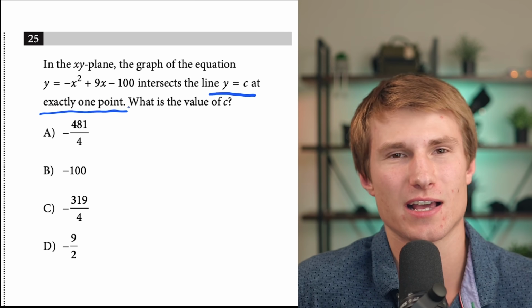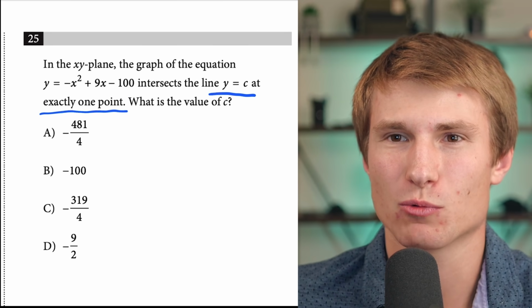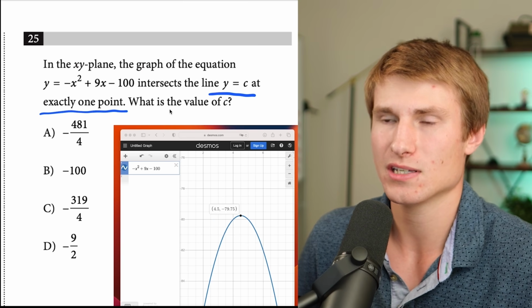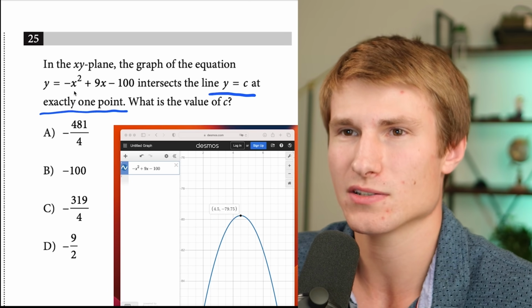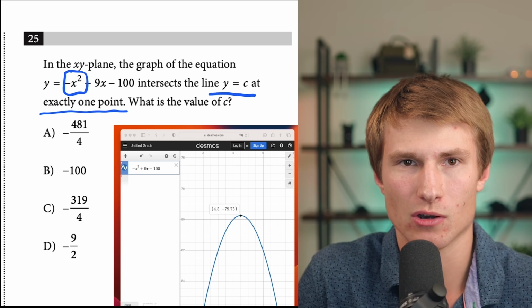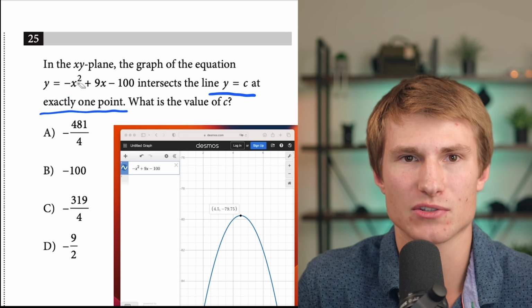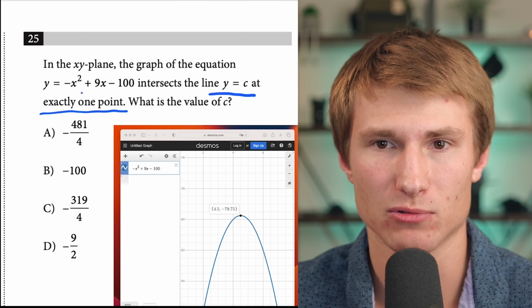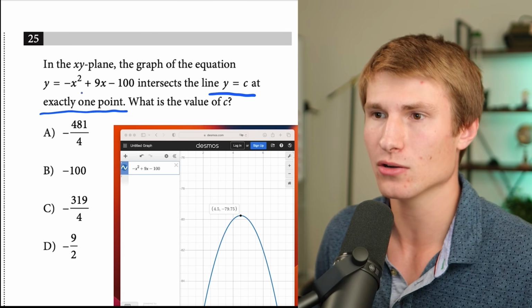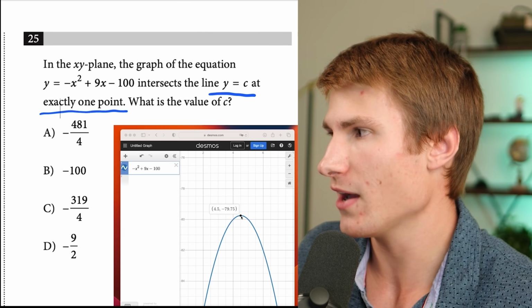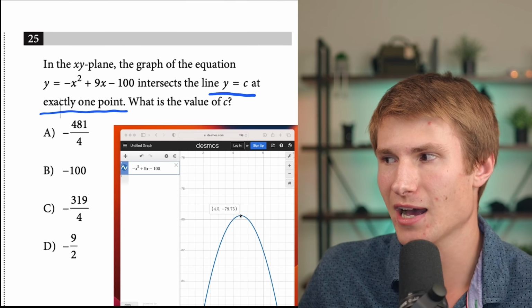Now, the key thing here is that it intersects at exactly 1 point, which is what is going to allow us to do this super easily using Desmos. As you can see, I plugged this equation into Desmos. From this negative x squared and also from the graph, it's going to open down. So in order for us to intersect at exactly 1 point with the equation y equals c, that's going to have to happen right at this maximum value. If we take a look at the graph, all we have to do is find that point. We see that point is negative 79.75.